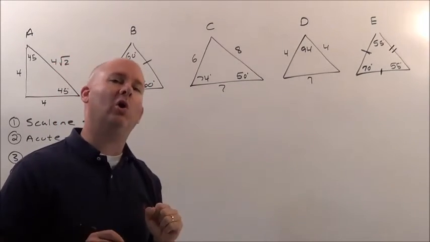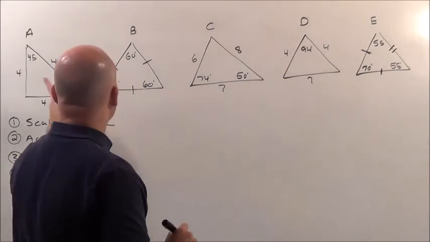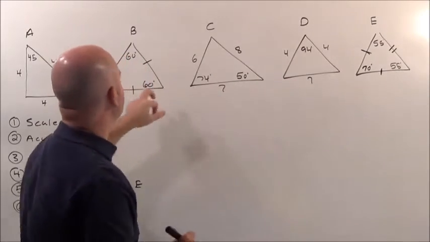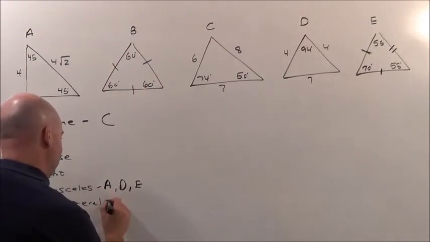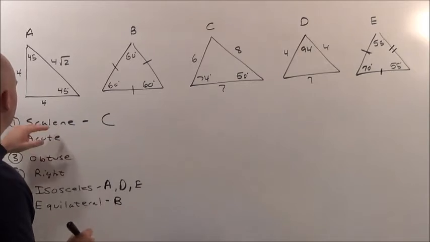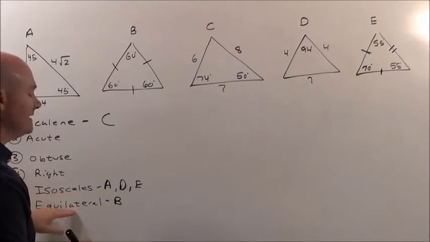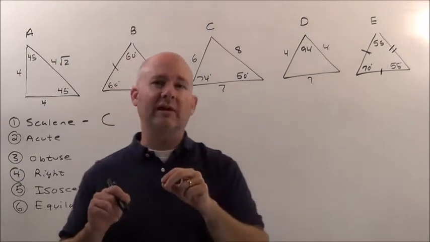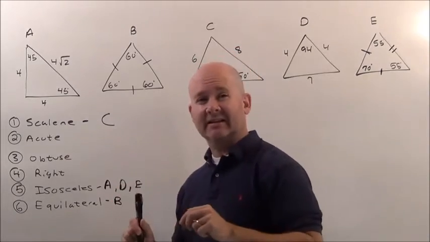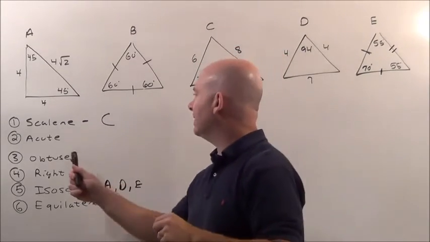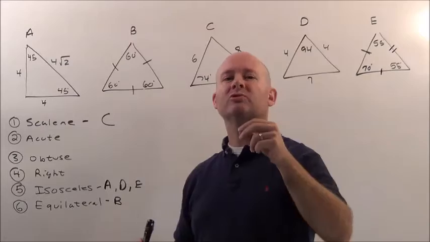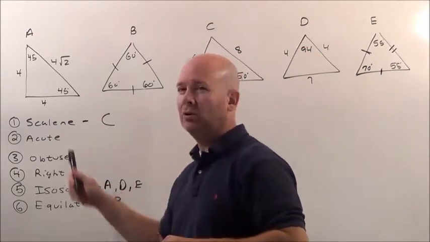Equilateral is where all the sides are exactly the same length. The only triangle I have up here where all the sides are the same length is B. So we've taken care of the scalene, isosceles, and equilateral. Those are classified based off of their side lengths. Now let's take a look at the acute, obtuse, and right. Those are based off of their angle measurements.